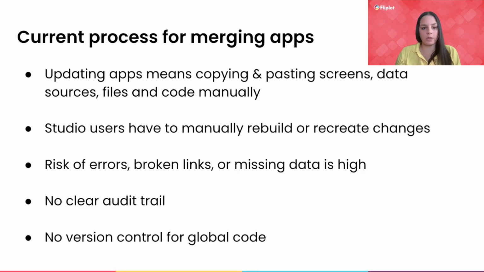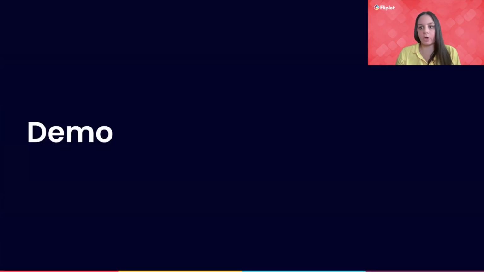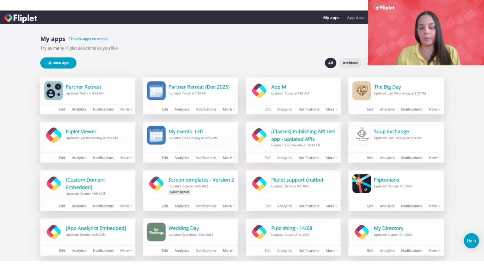I will now go ahead and switch over to my demo. What you're seeing here is FLIPLET Studio. You can see I have two separate apps. I have my partner retreat app. This is my live app that is currently used for my partner retreat. It was used last year, everyone loved it, but there's a couple of new features I want to roll into it.